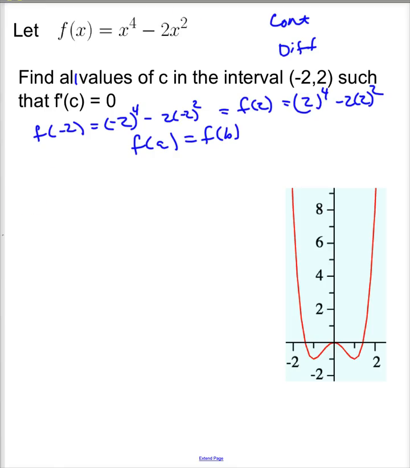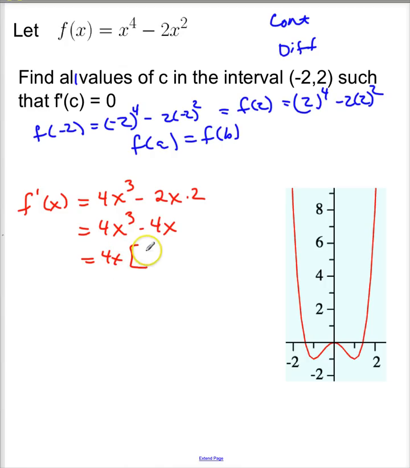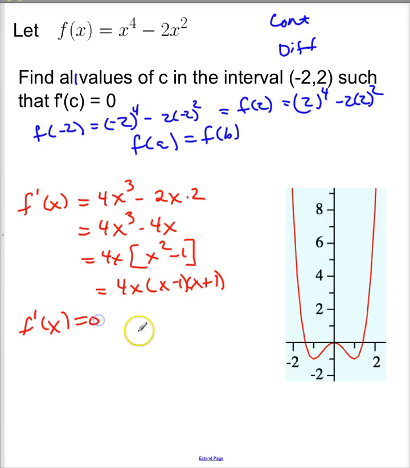All right, so now let's find the values for which f prime of x is equal to 0. So this is 4x cubed minus 2x times 2. So this is 4x cubed minus 4x. So I'm going to factor 4x out of this whole thing. So this is x squared minus 1. So I have 4x times (x minus 1)(x plus 1). So f prime of x is equal to 0 whenever x is equal to 0, 1, and negative 1.